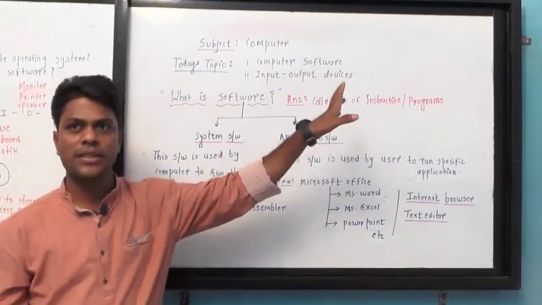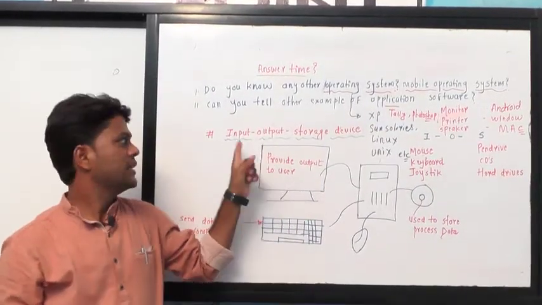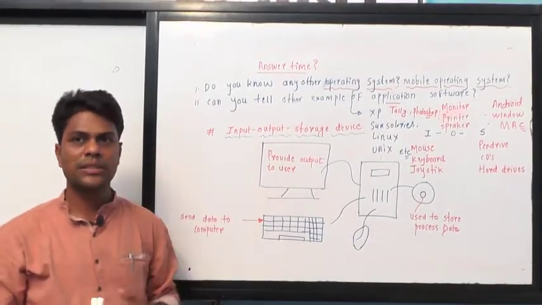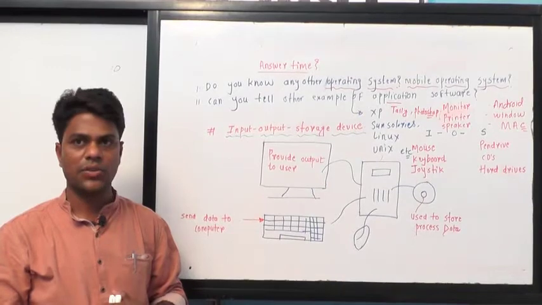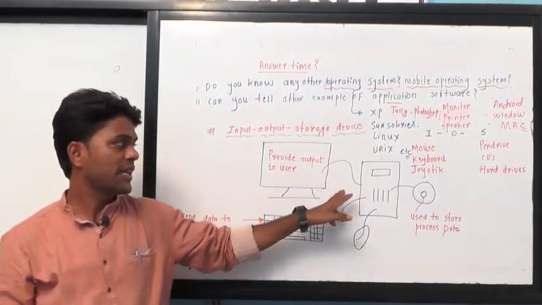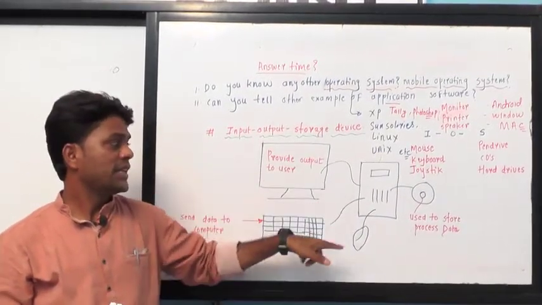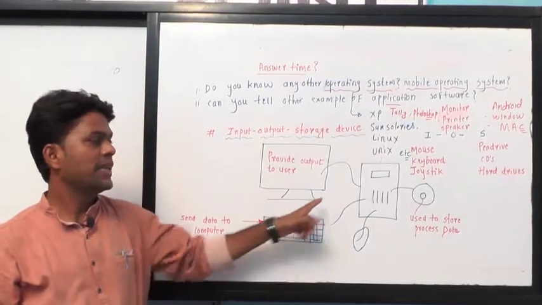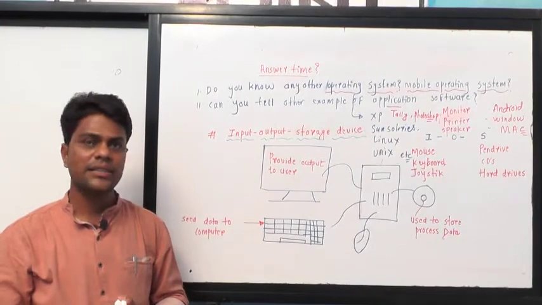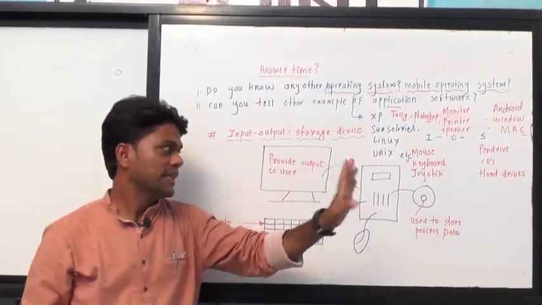So dear student, our topic is input, output and storage devices. Dear student, our computer system contains many hardware parts. So what is hardware? Hardware means the part connected to the computer which we can see and touch. This entire computer system consists of many hardware parts or peripheral devices, and those devices are generally categorized into input, output and storage devices.